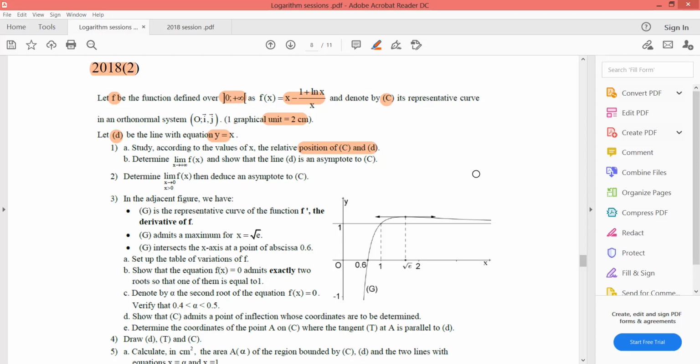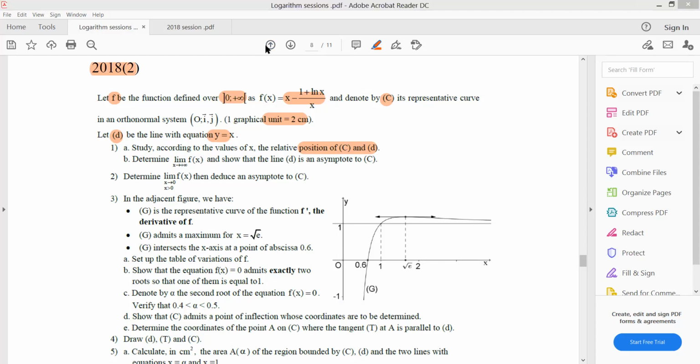To study the position between C and D, you have to study the sign of f(x) minus y_D. If f(x) minus y_D is negative, C is below D. If f(x) minus y_D is positive, C is above D. And if it is 0, then C cuts D.